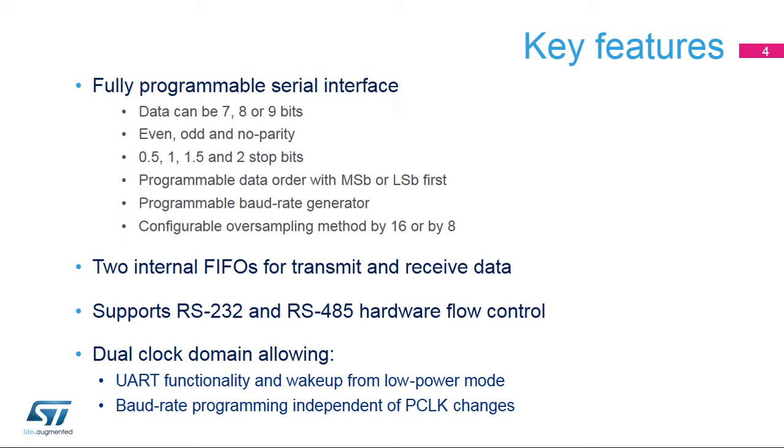Unlike the UART, the USART can also communicate synchronously. It can operate as an SPI in master or slave mode with programmable clock polarity named CPOL and phase named CPHA, and programmable data order with MSB or LSB first. The clock is output in case of master mode or input in case of slave mode on the CK pin. No clock pulses are provided during the start and stop bits. When the USART is configured in SPI slave mode, it supports the transmit underrun error and the NSS hardware or software management.